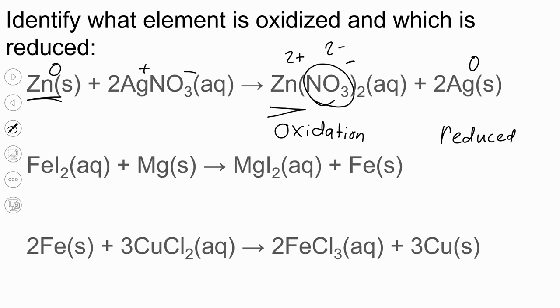The other way you can think about this is the thing that's turning into a metal is going to be reduced. The thing that's changing from a metal to a complex, zinc nitrate, is going to be oxidized.